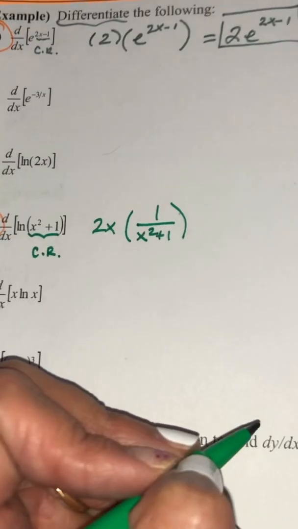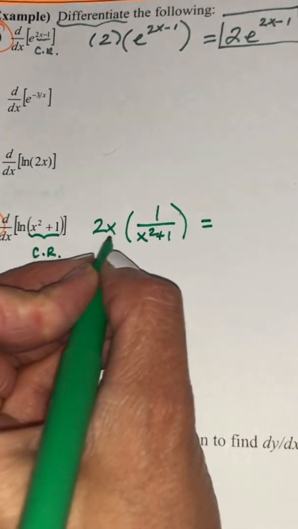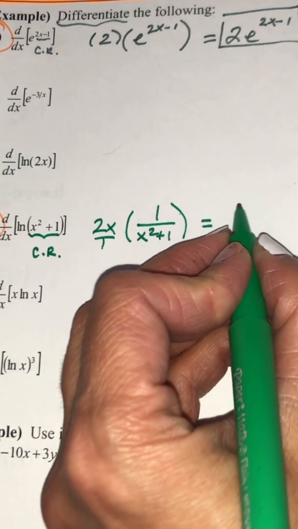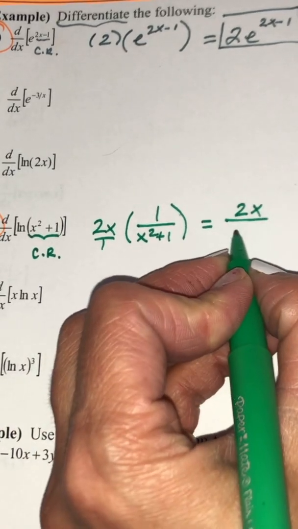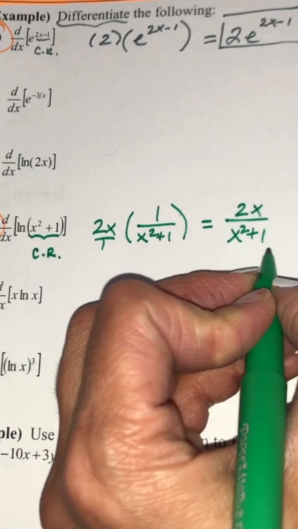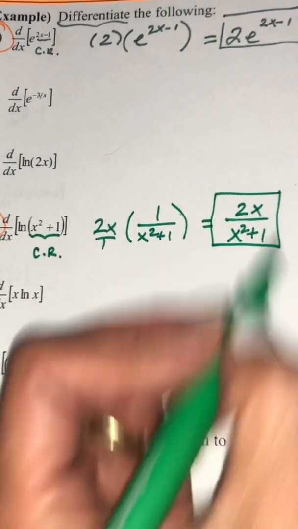Okay, so when we clean this up some more, remember, this is just a 2x over 1, so we'll just bring it to the top of that fraction. So 2x over x squared plus 1. And there it is.